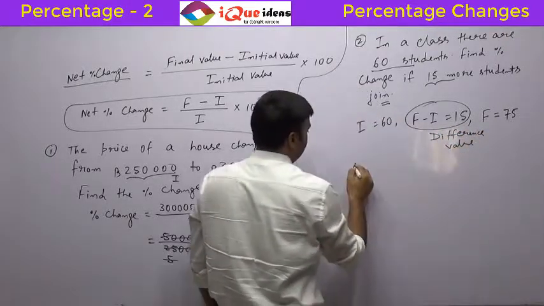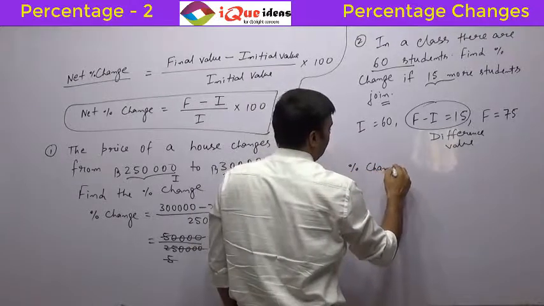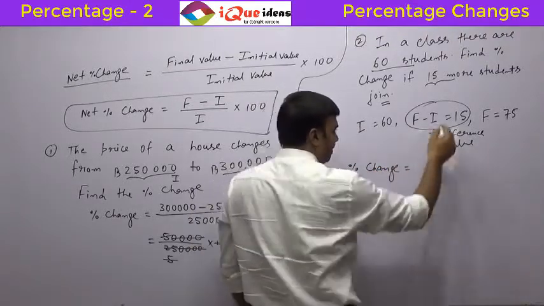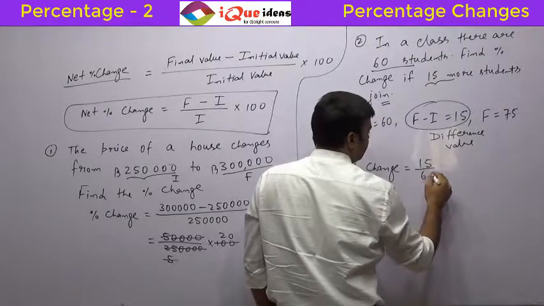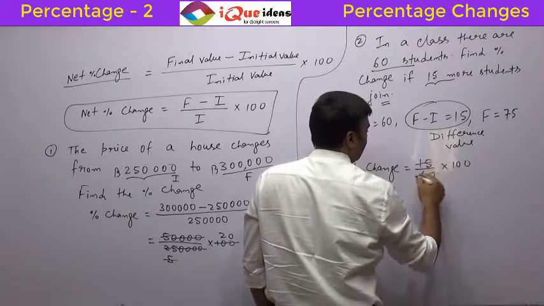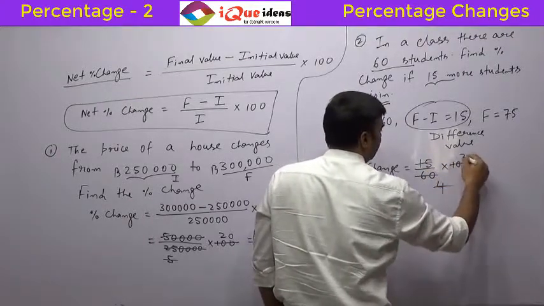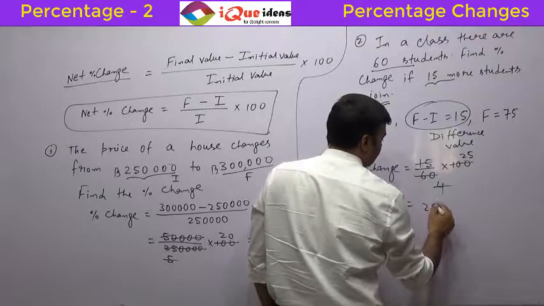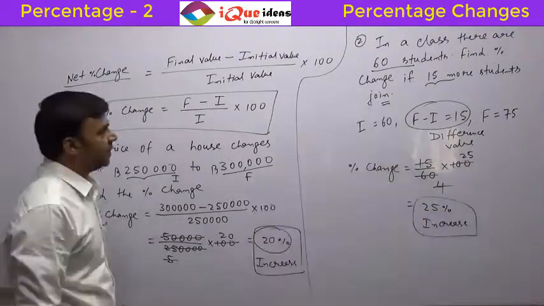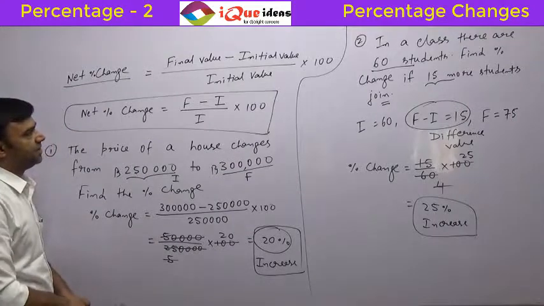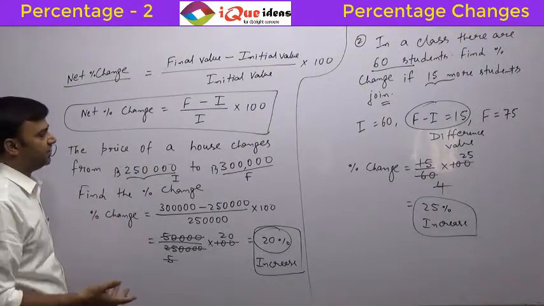So in this case, the percentage change will be equal to the difference value 15 over 60 into 100. So 15 cancels 60 4 times, 4 cancels 100 25 times. So the answer is 25% increase. Very simple situations. We just have to see what the original value is and what the difference value is.